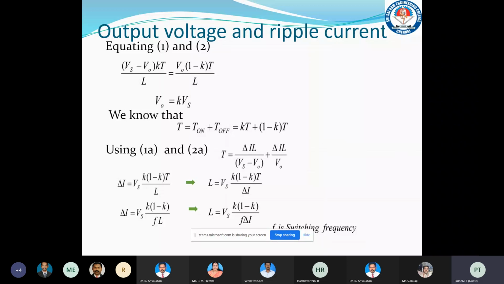From which we can write the expression for ripple current del I equal to Vs into K into (1 minus K) into T divided by L. And from this ripple current expression, we can get the design value of L, which is equal to Vs into K into (1 minus K) into T divided by del I. So this expression we can use to find the value of inductor if we are given the input voltage, the duty ratio and the ripple current value also. And we can also rewrite the expressions for del I and L by substituting T is equal to 1 by F, where F is the switching frequency.